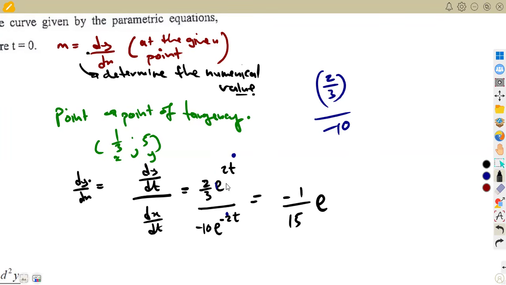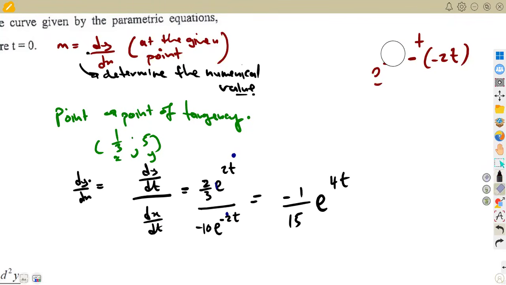For e, we are dividing the bases that are the same. So like I said, you're going to subtract the exponents: e to the exponent of 2t minus, what are we subtracting? We are subtracting minus 2t. So it's negative, which is going to be a positive. So that's 2 plus 2, which is 4t. So that is how you play around this.